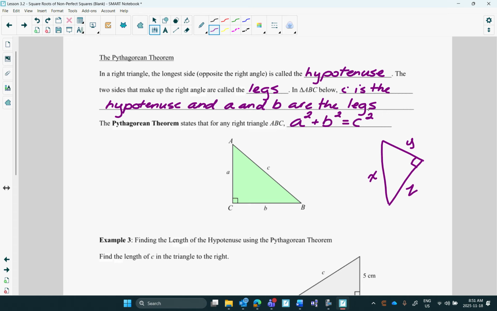And why do we use this formula? Well, it helps us find missing sides in right triangles. Why is that so important? Because if you look around, much of what is constructed in society is made up of triangles. A triangle is probably the strongest shape whenever you construct something.